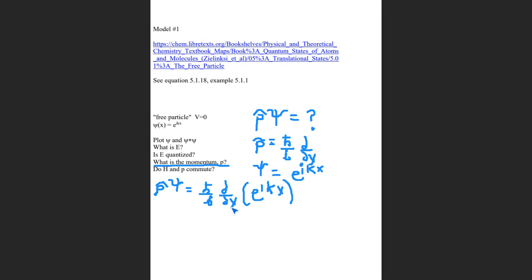Okay, we have already noted that if you take the first derivative of e to the ikx, what comes out is ik times e to the ikx. That equals, since the i's are going to cancel, h bar times k times e to the ikx.